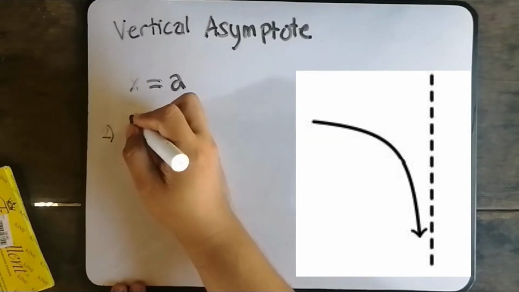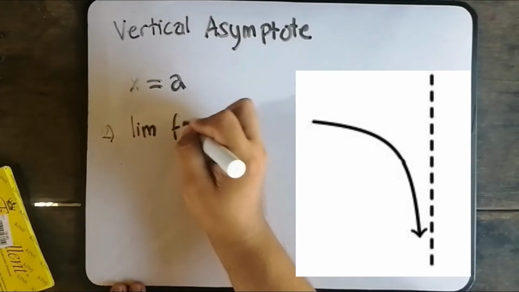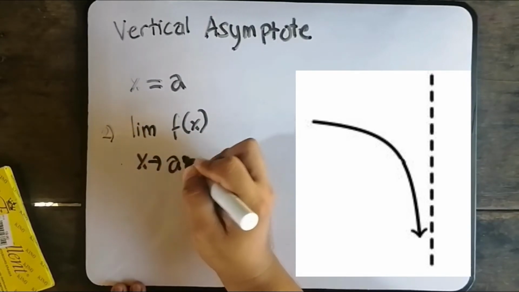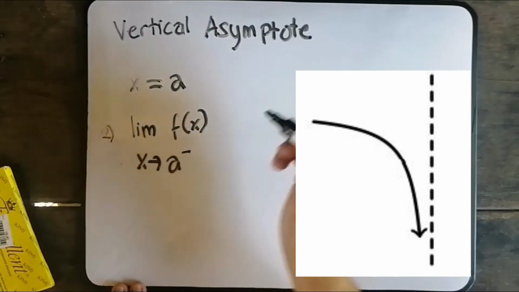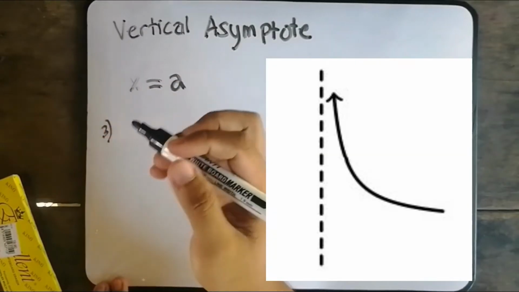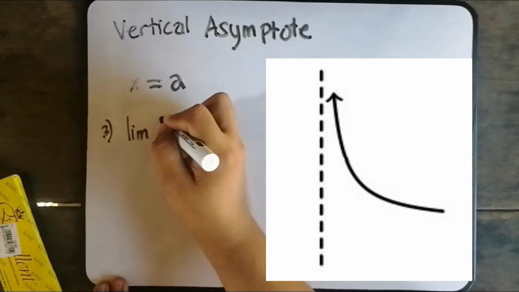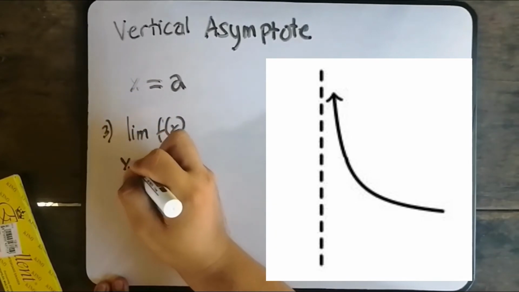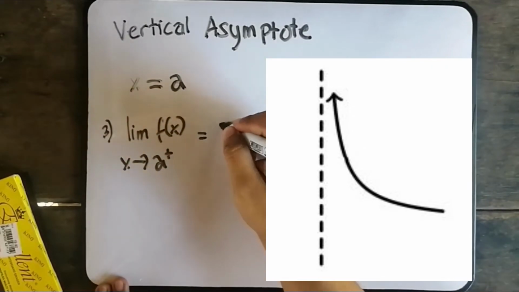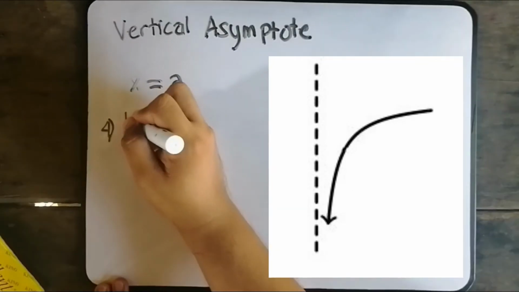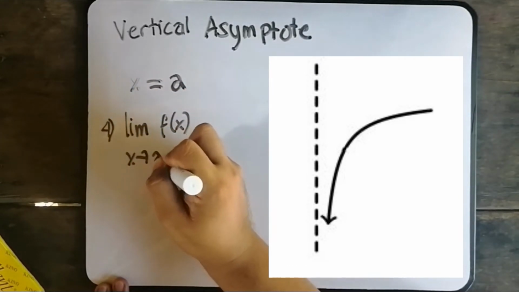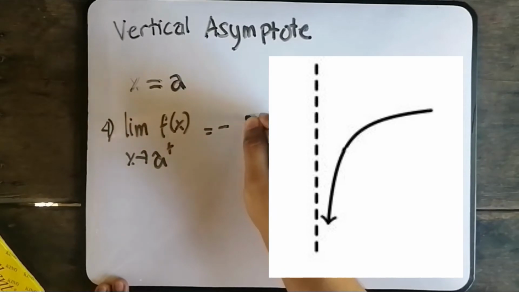Second is the limit of f of x as x approaches a from the left is equal to negative infinity. Third, the limit of f of x as x approaches a from the right is equal to positive infinity. And finally, the limit of f of x as x approaches a from the right is equal to negative infinity.